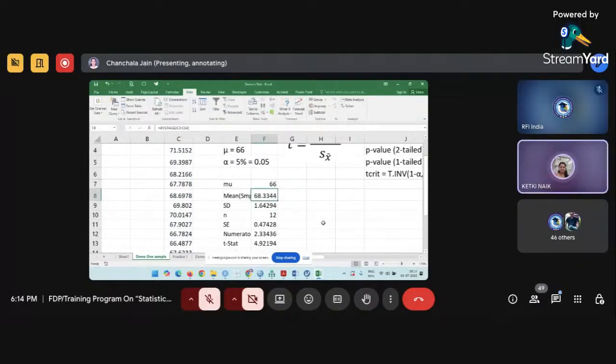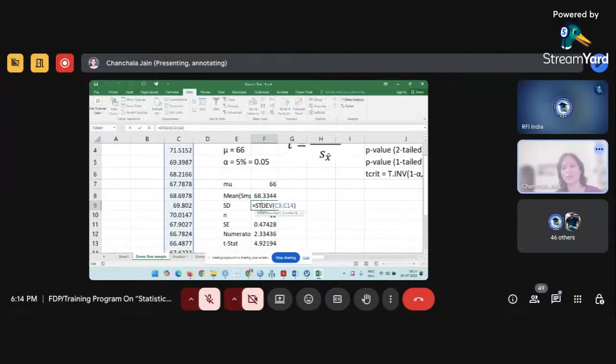68.33. Similarly, standard deviation function is STDEV. Equals to STDEV. Once you are typing ST, you can see it will be there in the prompt. STDEV.S, only S, not P. Population standard deviation we are not calculating, no? We are calculating the sample standard deviation. So here also the same range I have to copy. Obviously, for the sample we are calculating. Yes, ma'am. And it's a count.